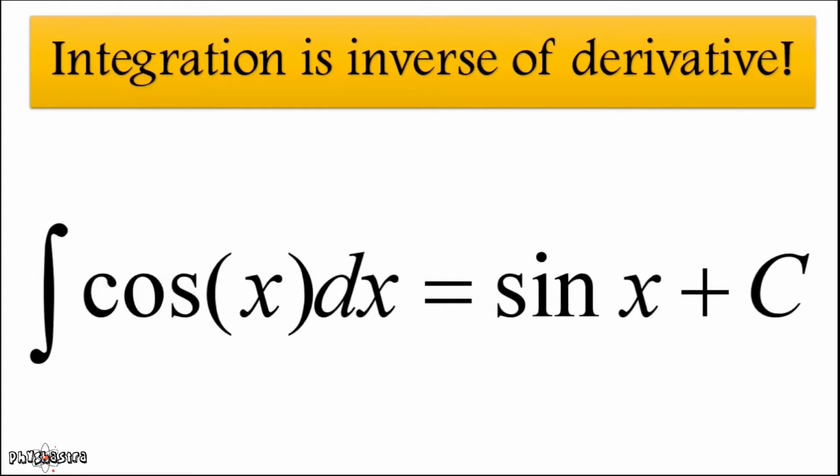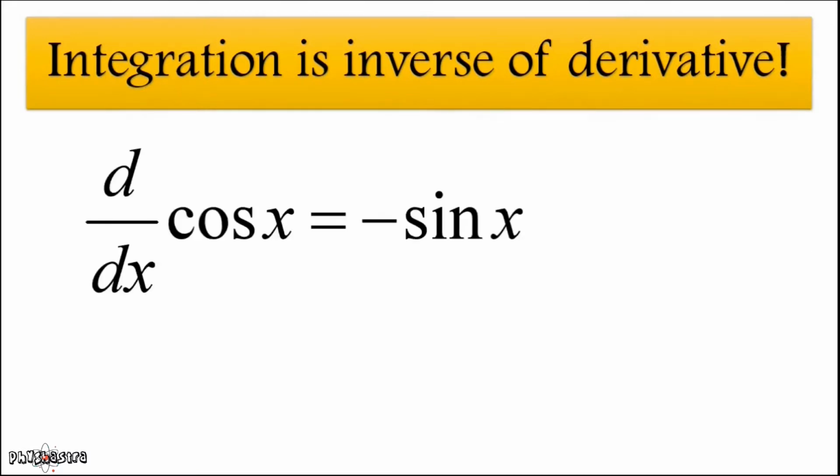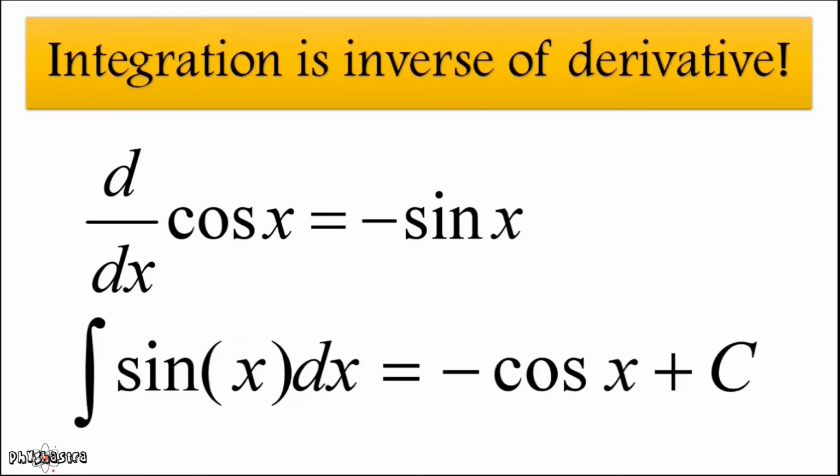Simple, right? Now we try it again for sin x. As you know from the formula, the derivative of cos x is negative of sin x. Then again by rearranging, you will get the integration of sin x equals negative of cos x plus c.